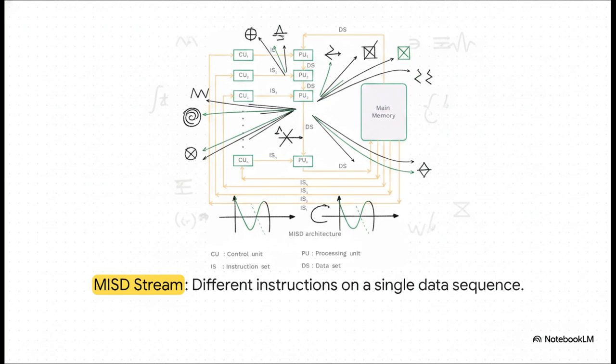Then we have the Multiple Instruction Single Data Stream, or MISD. In this model, a sequence of data is transmitted to a whole set of processors, but every single processor executes a different instruction on that exact same data. Think of calculating the sine, cosine, and tangent of the same variable at the exact same time. Now, while it's conceptually super fascinating, this specific architecture isn't really commercially implemented or highly useful in most standard applications.